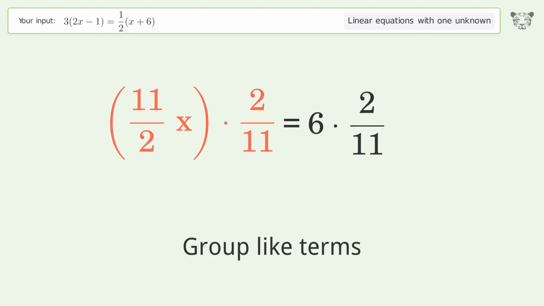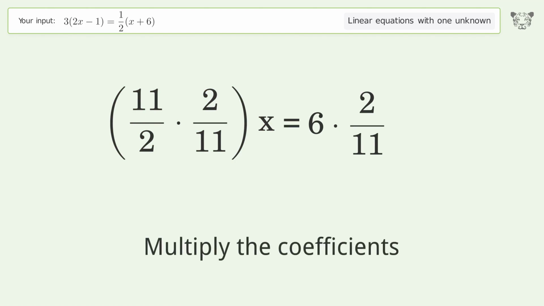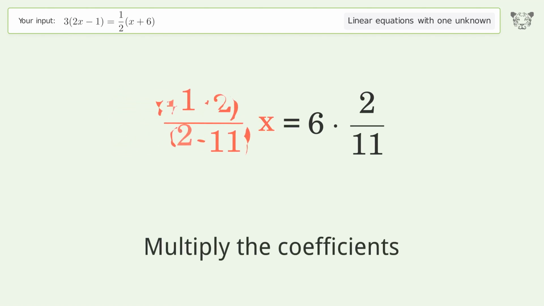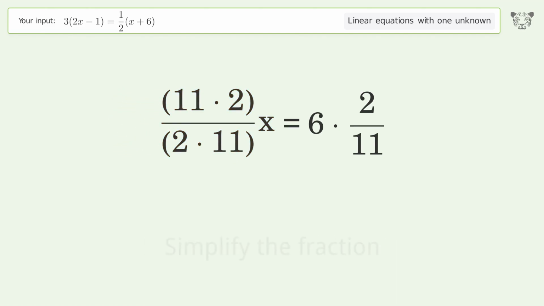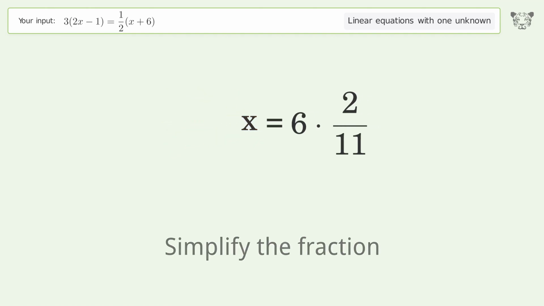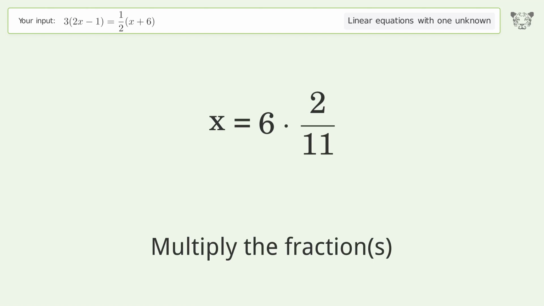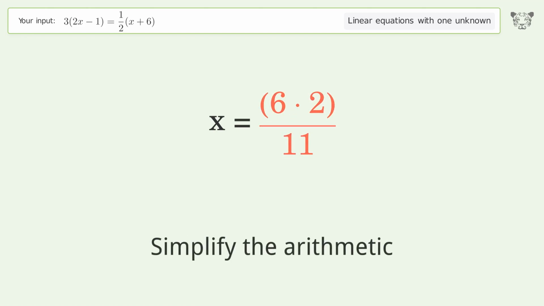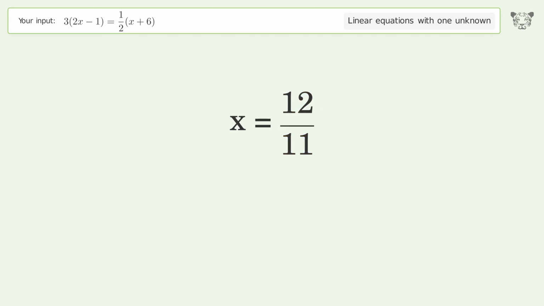Group like terms. Multiply the coefficients. Simplify the fraction. Multiply the fractions. Simplify the arithmetic. And so the final result is x equals 12/11.